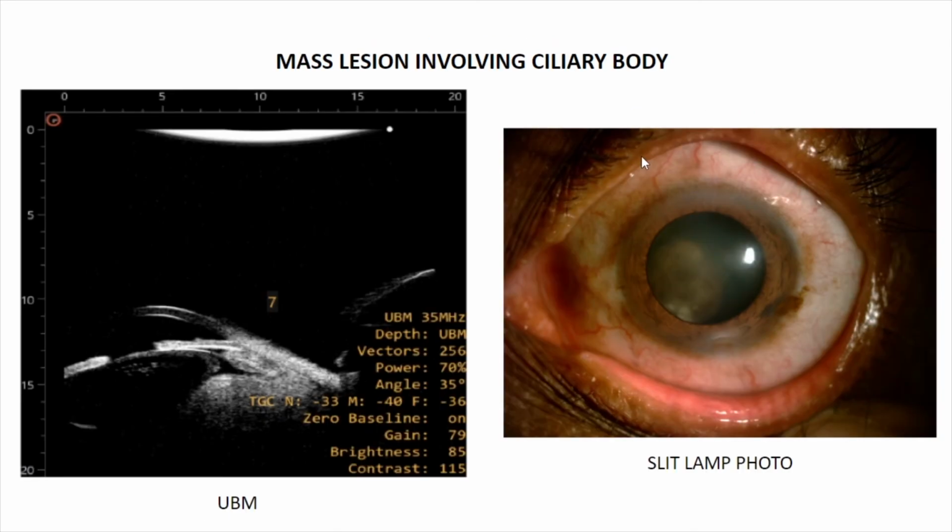On this slit lamp photo, we can see there is a mass lesion involving the ciliary body. We have taken a UBM of that, and this lesion involving the ciliary body is causing the iris to be pushed forwards against the trabecular meshwork, causing closed angles. This is probably the most important thing: when you are seeing an iris cyst-like picture on slit lamp photograph, do a UBM and make sure that it is not a malignant lesion. It's a rare condition, but you should get a UBM done when you're seeing an image like this.